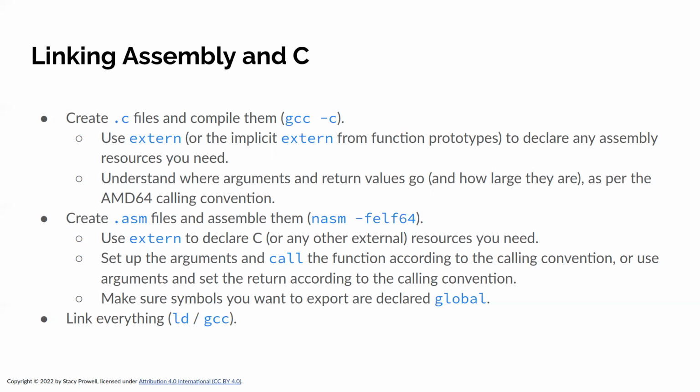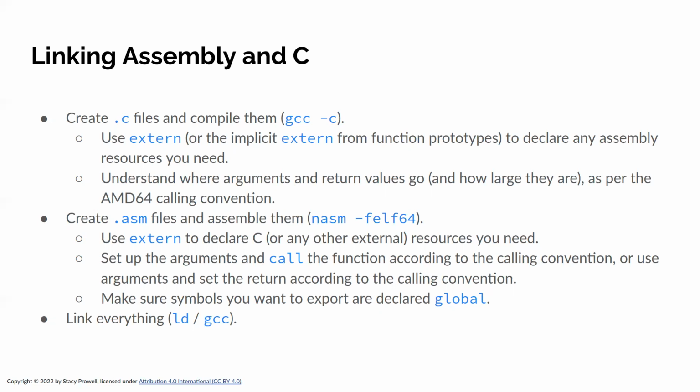I use extern from within C to reference things that aren't in a particular C module, right? C is a modular programming language where each file is a module. And if I want to reference something outside the module, I have to use extern to do that. Or I use the implicit extern of a function prototype.